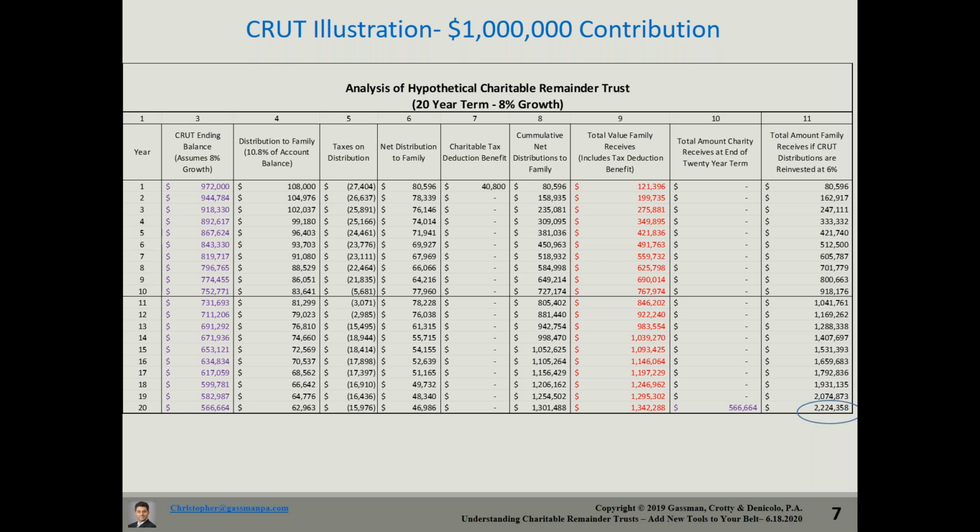CRUTs are generally used in a lot of situations, and one such situation is to avoid possible capital gains tax on the sale of an appreciated asset. And this would involve putting in an asset maybe worth $1 million here that's appreciated before it's liquidated or sold, to have the capital gains occur under the trust. And as I mentioned, charitable remainder trusts are not subject to tax themselves. But when distributions come out, tax will be passed on to the non-charitable beneficiary.